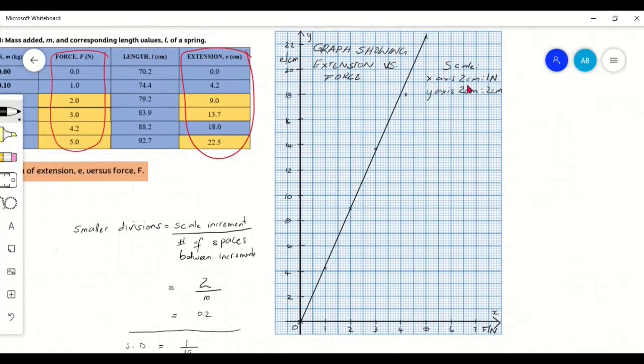My scale for the x-axis, every 2 centimeters represents 1 Newton. For my y-axis, every 2 centimeters likewise represents 2 centimeters. So we are fine with that. And we can now go on to another question that we are to do, to calculate the gradient of this graph. Let's get to it.